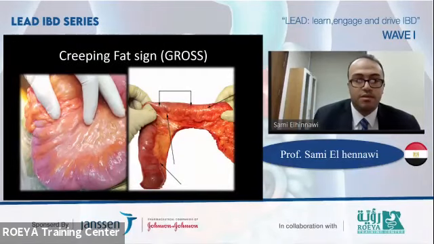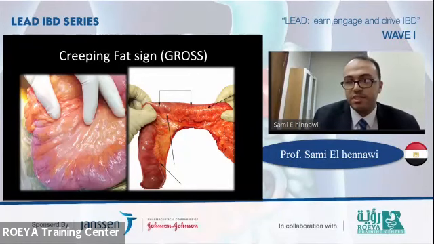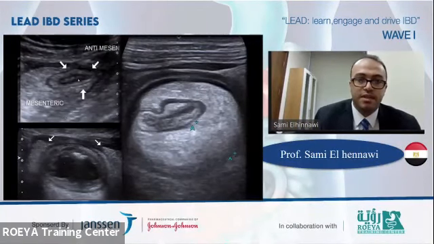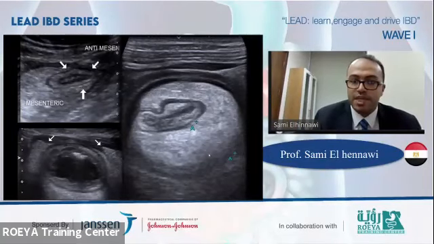And here is a gross picture of the creeping fat sign. Normally, the bowel should be exposed here. The fat shouldn't be covering it. Here, in the affected segment, the fat reaches from the mesenteric border to the anti-mesenteric border. And here are 3 cases of Crohn's disease showing that sign. Here is the mesenteric border. The fat is creeping into the anti-mesenteric border.